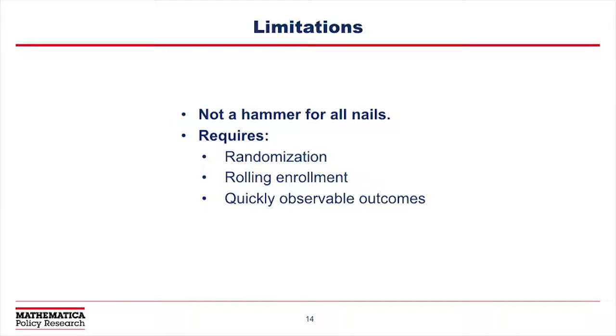So I do want to acknowledge some limitations. We need randomization. We need rolling enrollment, because if we randomize everybody at once, then there's no chance for adaptation. And we need quickly observable outcomes. So I was thinking about family engagement, for example. I was thinking about missing visits or not, and that's not a Y. That's more of an M. It's more on the causal pathway towards what we're actually hoping to affect.